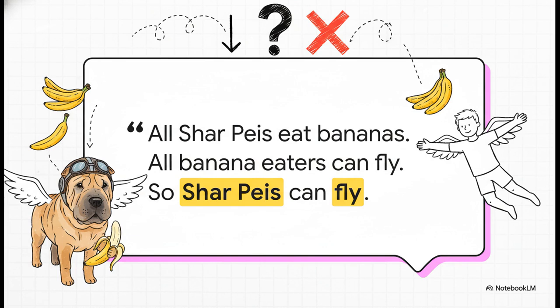Oh, I love this example, because it makes the distinction so clear. Look at the logic here. All sharp eyes eat bananas. All banana eaters can fly, so sharp eyes can fly. The reasoning is actually perfect. If those first two things were true, the conclusion would be inescapable. So the argument is totally valid. But what's the problem? Well, the premises are just bonkers. They're completely false. So we have an argument that is valid, but it is unsound.